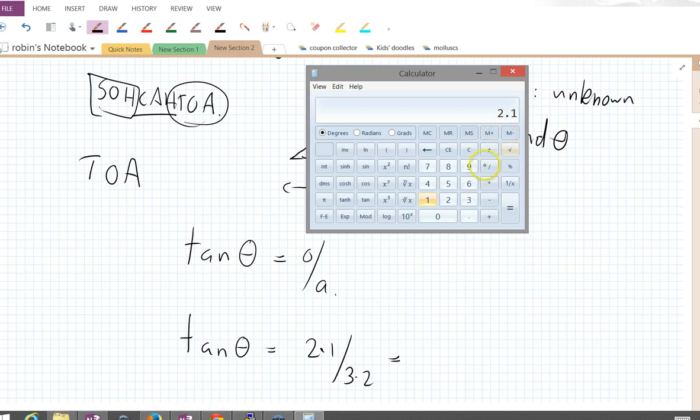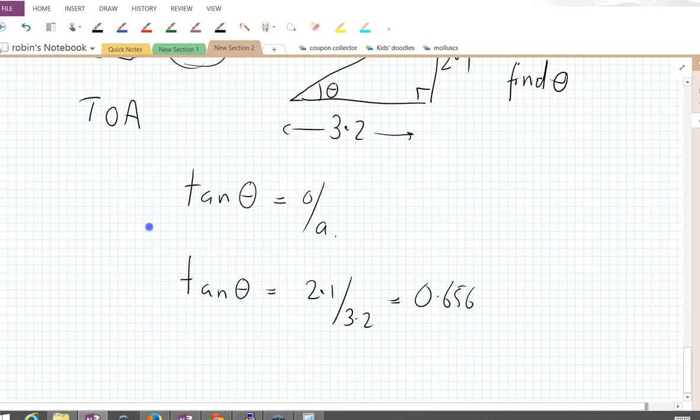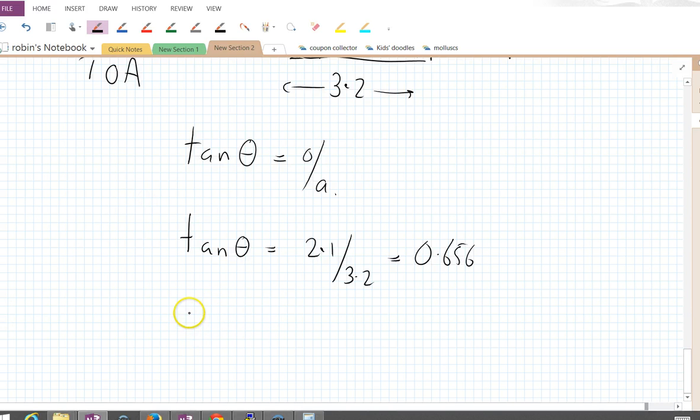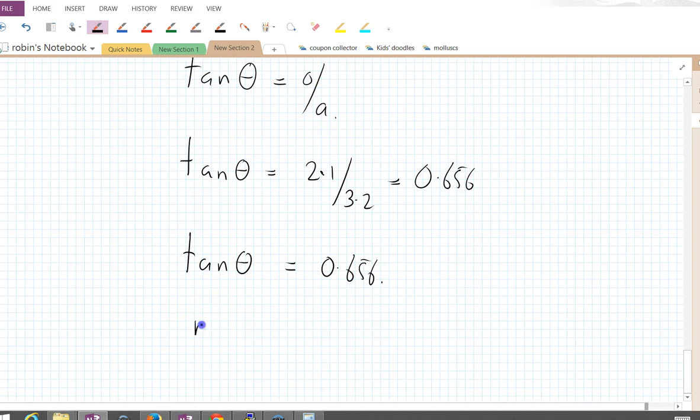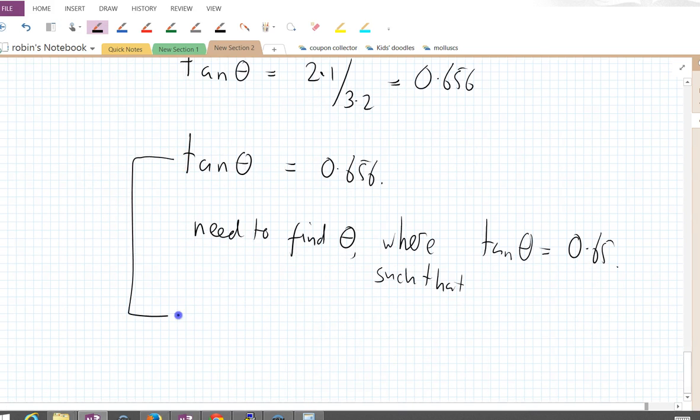2.1 divided by 3.2 is 0.656, say. So now we don't know what theta is, but we know that tan theta equals 0.656. So we need to find theta, and what do we know about it? A mathematician would say such that tan theta equals 0.656.